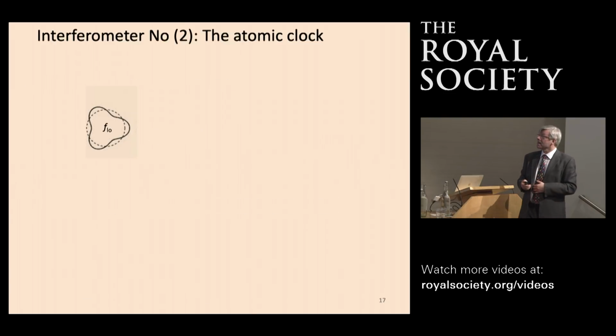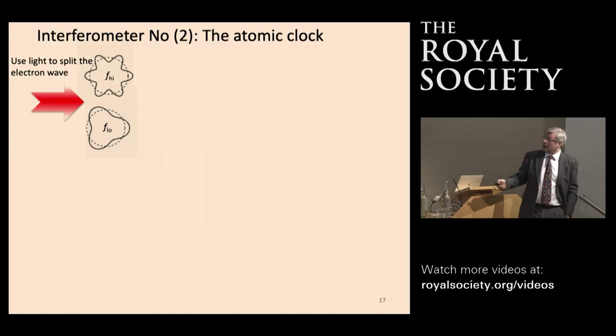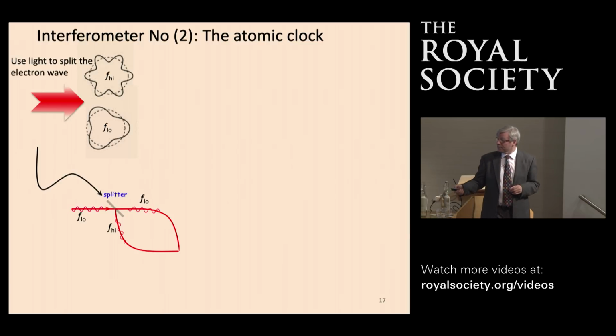So now we're ready for interferometer number 2, and it's called the atomic clock. I'm going to start with an atom of low frequency called F low. I'm going to shine some light on it to make it jump up here. But now, crucially, I'm going to choose the light in such a way that it's a splitter. So I don't make all of the electron wave go from this F low to this F high. I just split it. So here's the wave coming in. The light pulse is a splitter. And after the light pulse, part of the wave has frequency F low, and part is F high.